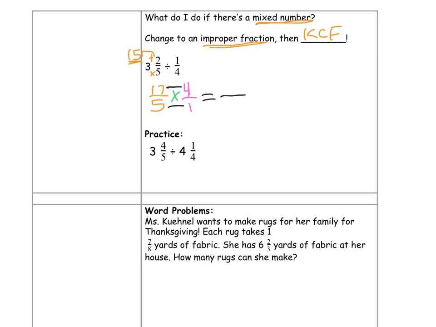So 17 times 4. I'm going to do that off to the side. 17 times 4 is 68. 5 times 1 is 5. And I know I can simplify this down at least a little. So I have to think about 68 divided by 5. Let's try to divide it out.